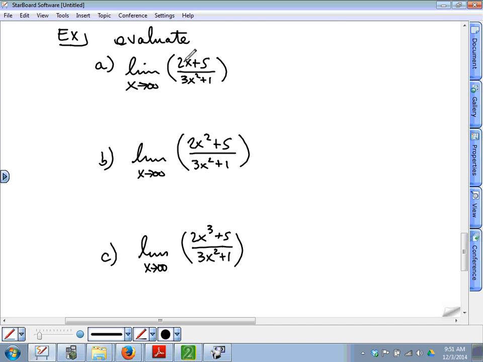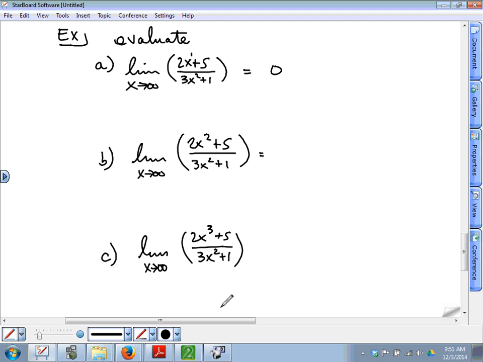Alright, so this one here. This is a degree 1 numerator, this is a degree 2 denominator. So the denominator has a higher degree than the numerator. What does that mean about a horizontal asymptote? So then the limit equals 0. The horizontal asymptote in that case is 0, so the limit as x approaches infinity is equal to 0. Okay.